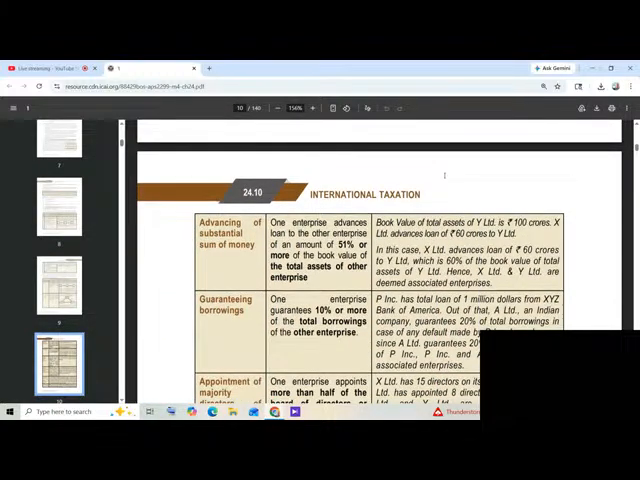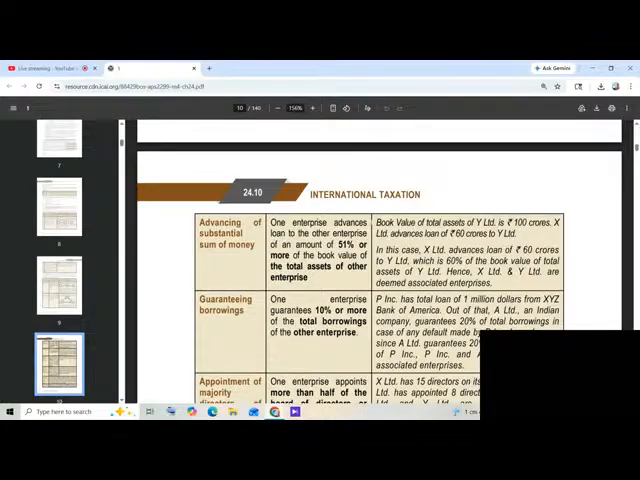Advancing of substantial sum of money. One enterprise advances loan to the other enterprise of an amount of 51% or more of the book value of the total assets of the other enterprise. Book value of total assets of Y Limited is 5 crores. X Limited advances loans of 60 crores to Y Limited. In this case, X Limited advances loans of 60 crores to Y Limited, which is 60% of the book value of total assets of Y Limited.